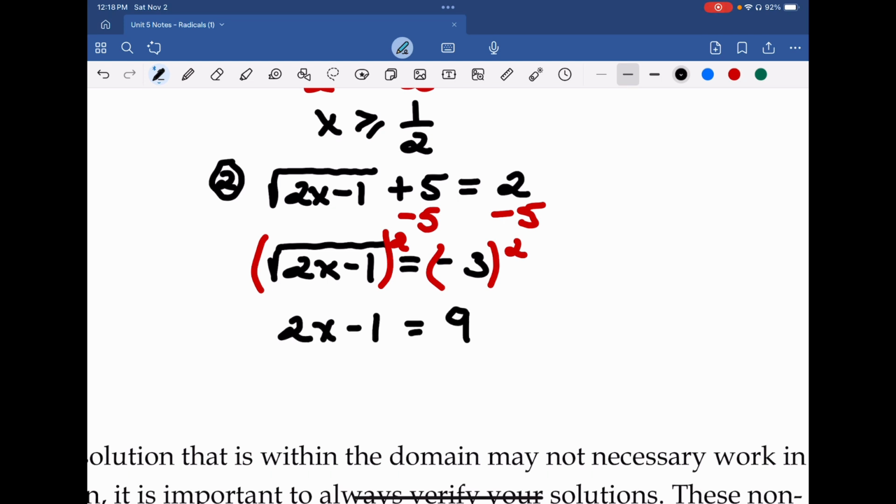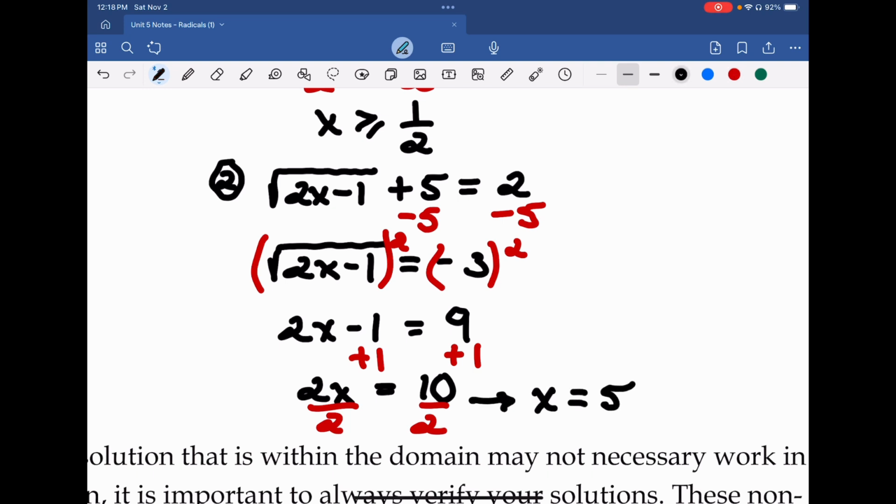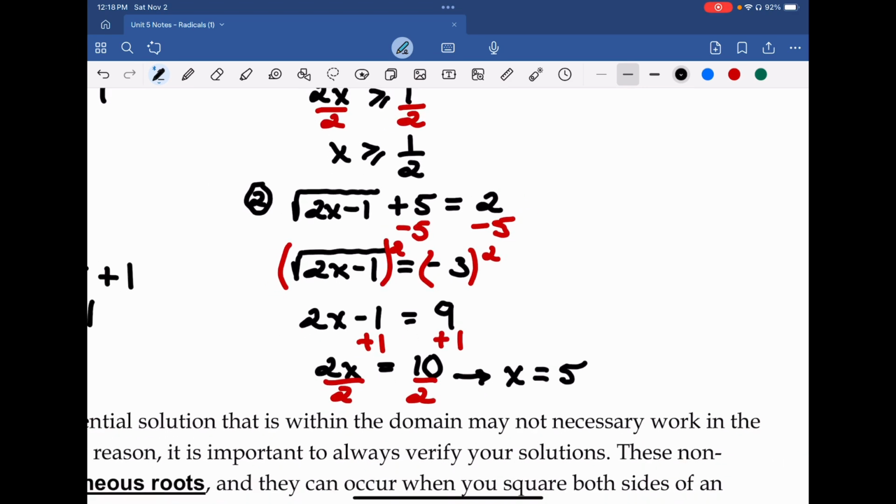Because if we take a negative and raise it to an even power, it becomes positive. I'm going to add 1 to both sides at this point. When I add 1 to both sides, I get 2x is equal to 10. I divide both sides by 2. And therefore, I get that the x value is equal to 5. Perfect. Okay, so now we have an x value. Let's make sure we verify it to show that it works.